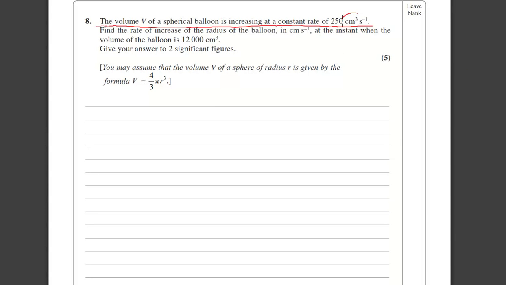Now, I think actually the units in these questions tell you what you're dealing with. That is volume changing with respect to time, because it's centimeters cubed per second. Yeah, that must be dV by dt. Remember, these questions are all about rates of change, and if they've told you how much the volume is changing with respect to time, then they've told you dV by dt. We've got to find the rate of increase of the radius of the balloon, so we've got to find dr by dt at the instant when the volume V equals 12,000 centimeters cubed.